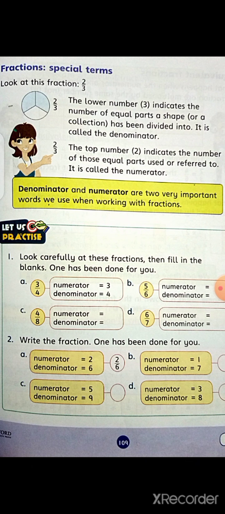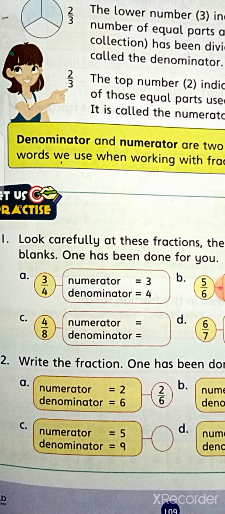Let us practice question number 1. Look carefully at these fractions and then fill in the blanks. One has been done for you. In A part, fraction is given 3 over 4. Numerator is very good, 3. Denominator means total number of parts, that is 4, and it is written below the dividing line.